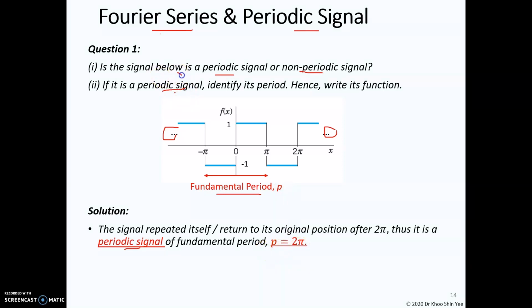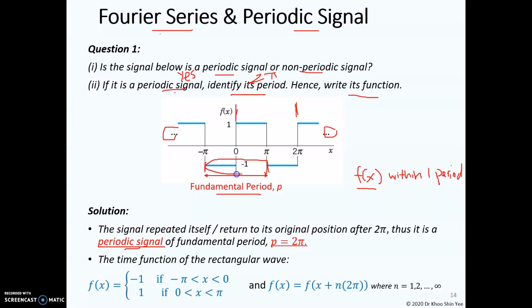So this is yes, and the period is 2 pi. Next, you need to find the function for this periodic signal. You must write the function f(x) within one period. For example, from here to here is one period, or from here to here is one period.